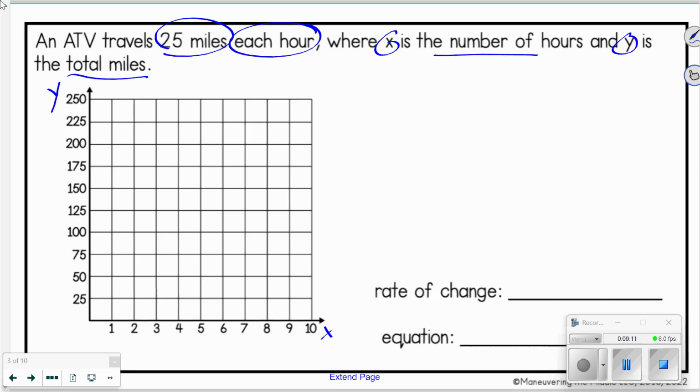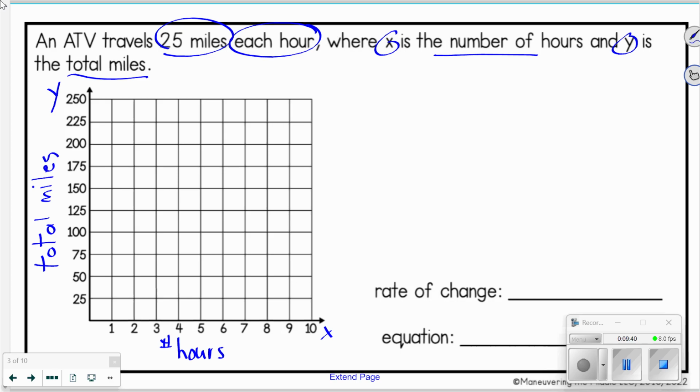If you guys gave me this graph, I would only give you half credit. Why? What's missing? The labels. Oh, I did that. So what's my label? What is on the bottom? Number of hours. What's on the side? Okay, total miles. So make sure you've added those if you did not already.